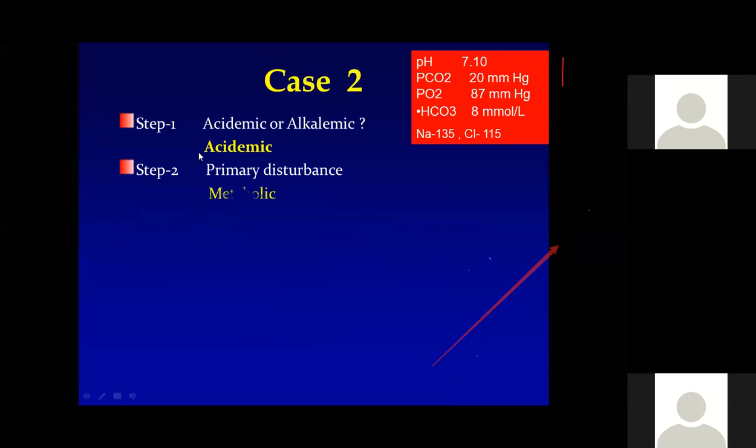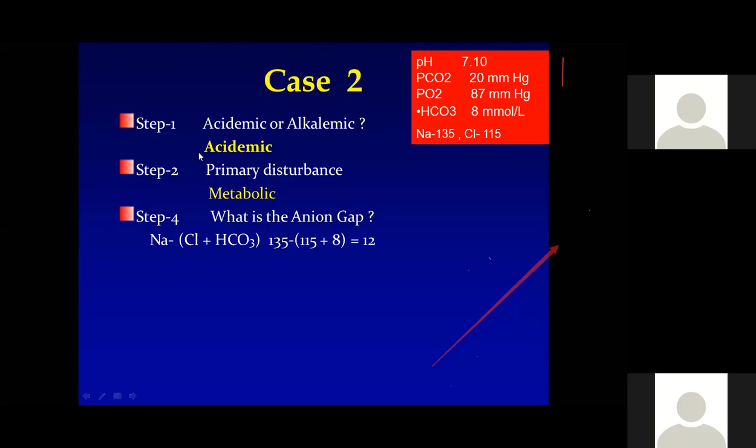Metabolic disturbance. Very good. Now when it is a metabolic illness, we have to go for step 4, not step 3. Step 3 is respiratory, step 4 is metabolic. So metabolic means, what do we have to calculate? We have to calculate the anion gap. So the anion gap is, the sodium level is 135 and the chloride is 115 plus bicarbonate is 8. So 135 minus 123 is equal to 12. So there is nothing here. It is a normal anion gap, or non-anion gap, metabolic acidosis.